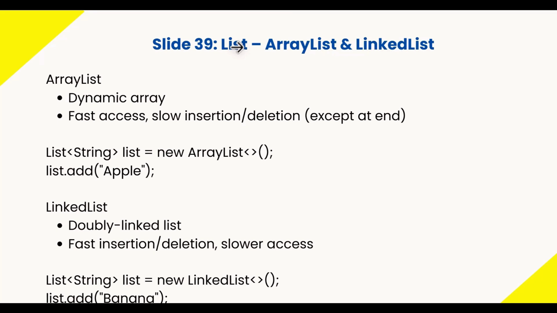Next, the classes given are ArrayList and LinkedList. ArrayList is a dynamic array which is fast to access but slow in insertion and deletion, except at the end. But LinkedList is a doubly linked list with fast insertion and deletion but slower access. It is the vice versa of ArrayList. This is the difference between ArrayList and LinkedList.